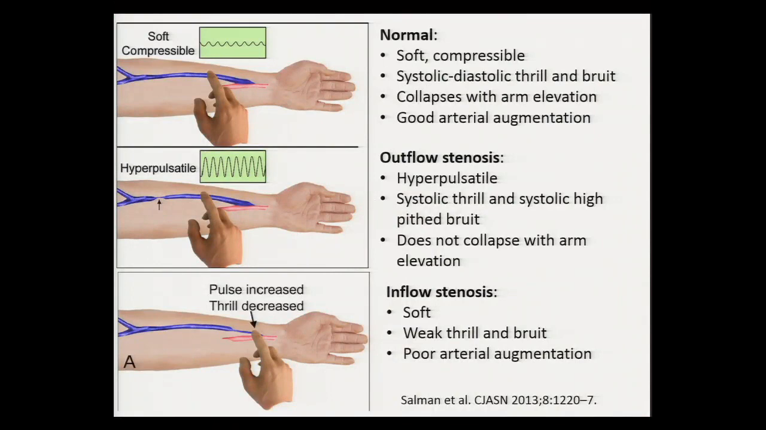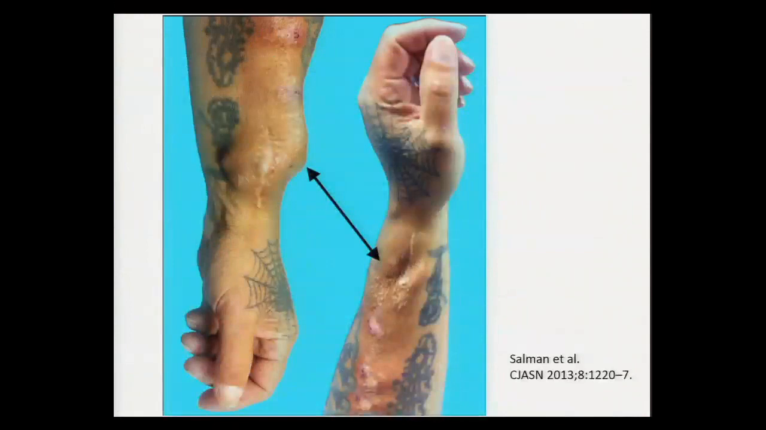So in the case of outflow stenosis, the fistula is going to become hyperpulsatile, sort of like the way you would feel it if you did the arterial augmentation test. What you might feel is only a systolic rather than continuous systolic-diastolic thrill, and you're going to hear a systolic high-pitched bruit, especially at the area of stenosis. When you raise the arm, it's not going to collapse because there's a stenosis and the vein cannot drain with gravity. With inflow stenosis, the fistula itself will be weak and soft. There's not enough blood coming from the artery. There might be a weak thrill and bruit, and there's poor arterial augmentation because there's not enough blood coming from the artery.